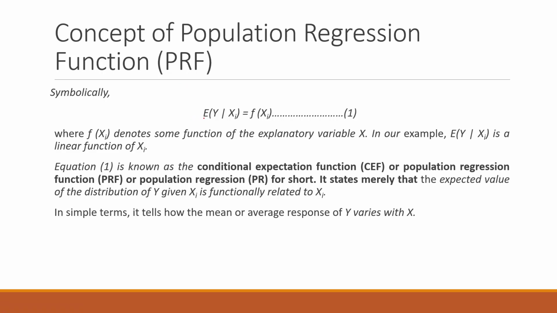Now this expected value of y for the value of x, we will denote it by some function f(xi). So this f(xi) is a linear function. Equation 1 is also known as a conditional expected function or a population regression function, or a population regression for short. It merely states that the expected value of the distribution of y given xi is functionally related to xi.